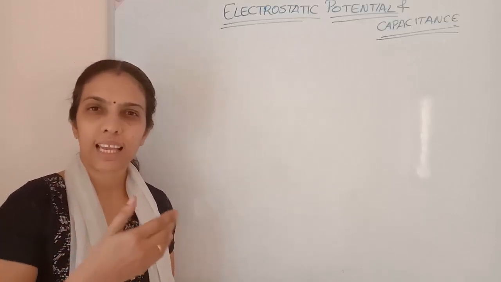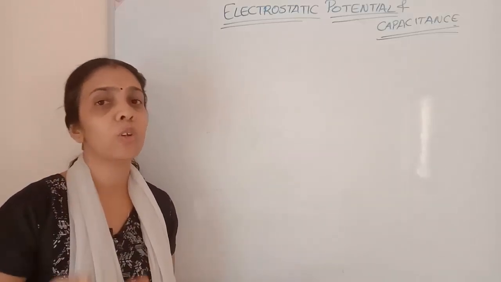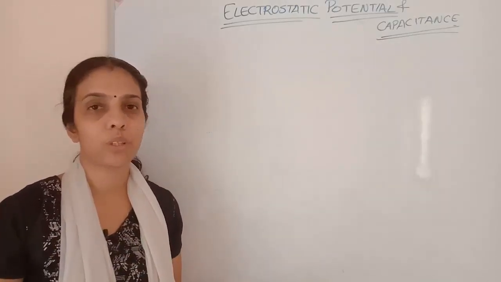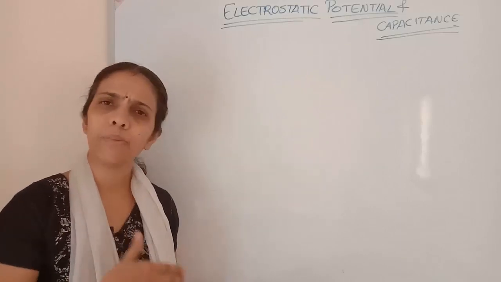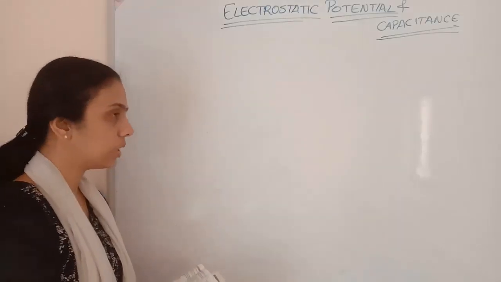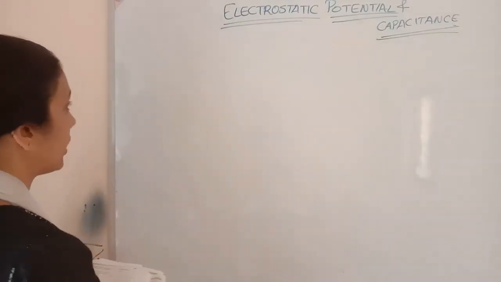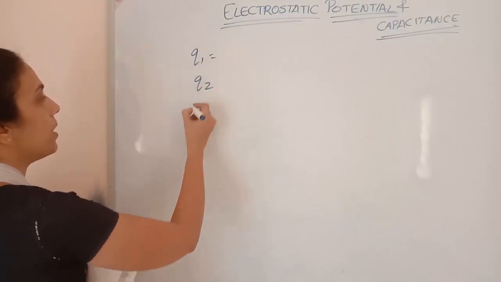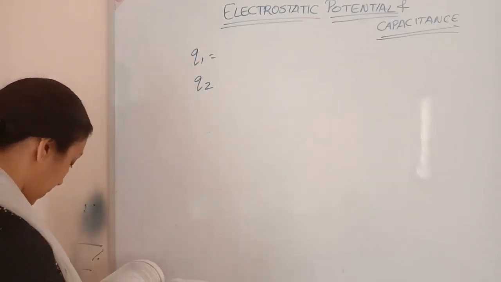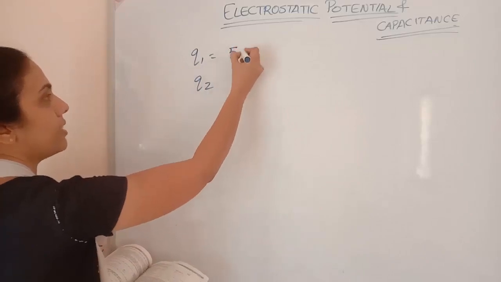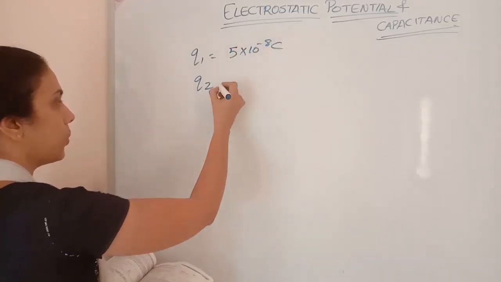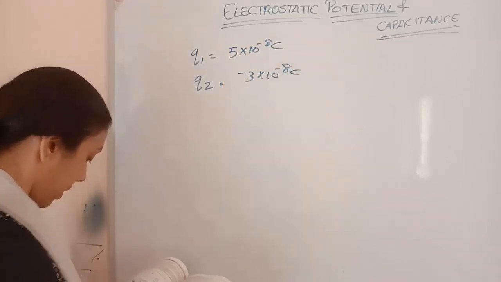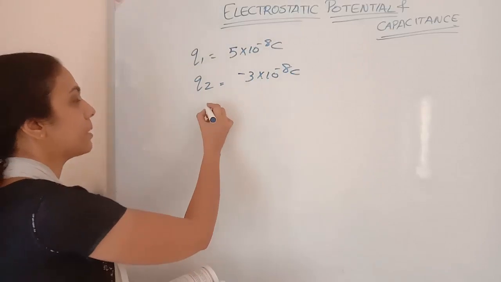Here, we did the same kind of question for electric field and force also, right? At which point the electric field will become equal to 0? We did that question. Okay, it is the same way only. Here Q1 and Q2, those two charges, are given by the values: Q1 equals 5 into 10 to the power minus 8 Coulomb, and Q2 equals minus 3 into 10 to the power minus 8 Coulomb. Okay, then they are separated by the distance.